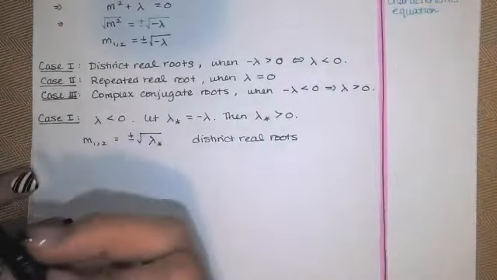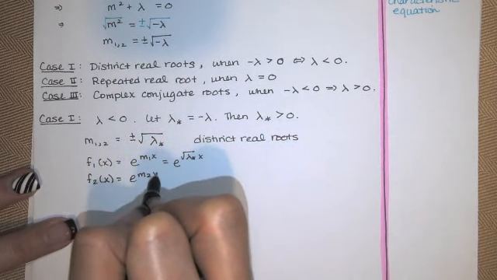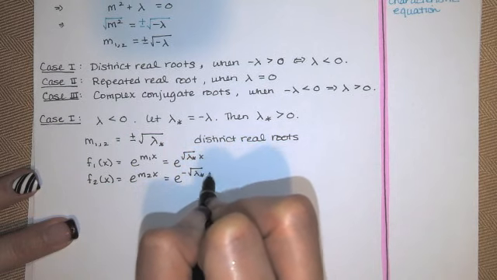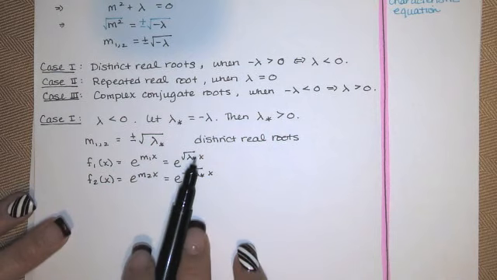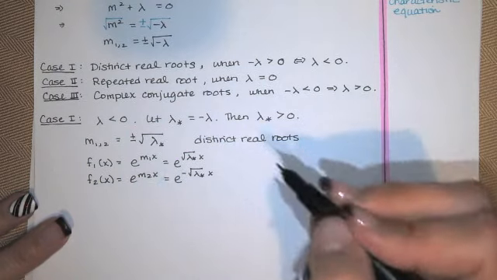The first one is e to the m1x, or e to the positive square root of lambda star times x. The second solution is e to the m2x. So it's going to be e to the negative square root of lambda star times x. Okay, I want you to notice that this is e to the kx and e to the negative kx. Now, we've talked about this before in other videos. If you'd like, you can watch that for more detail.